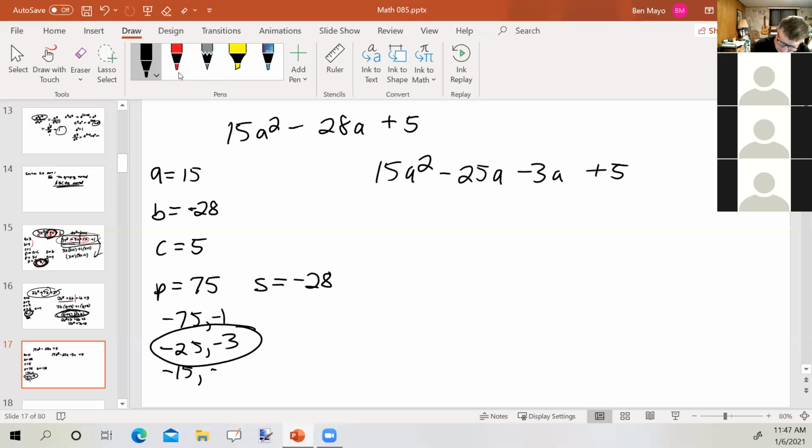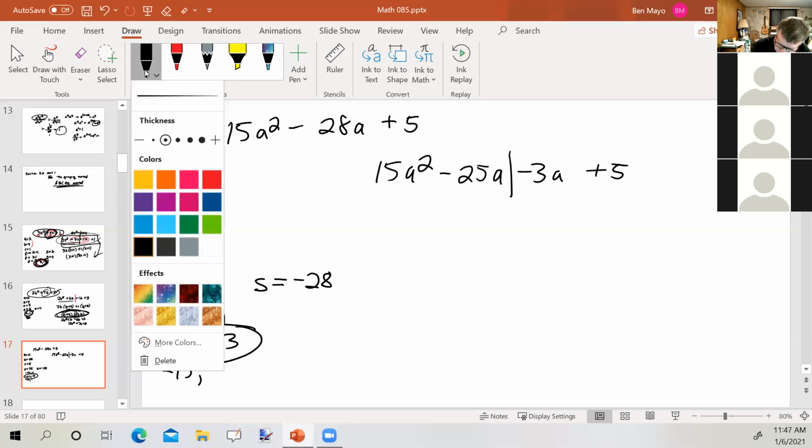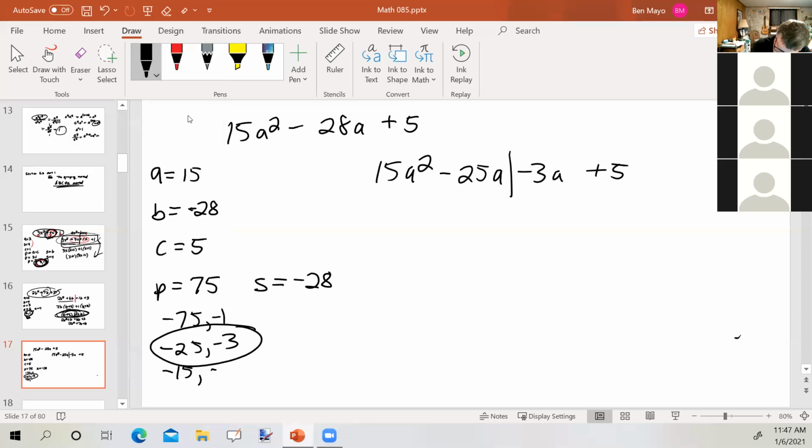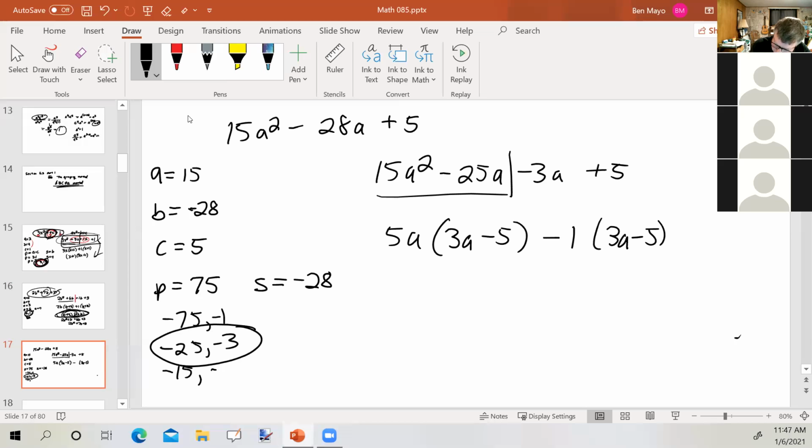I'm going to use factoring by grouping. So let's see here, I'm going to get 5a and then 3a minus 5. And over here, 3a minus 5. Oh, I'm going to have to factor out a negative 1 over here to get 3a minus 5. So then my final answer is 3a minus 5 times 5a minus 1.